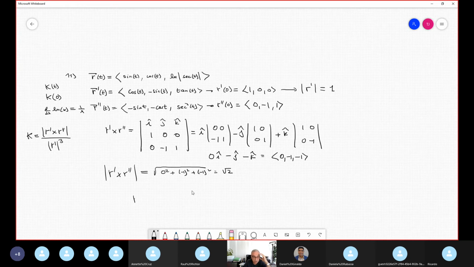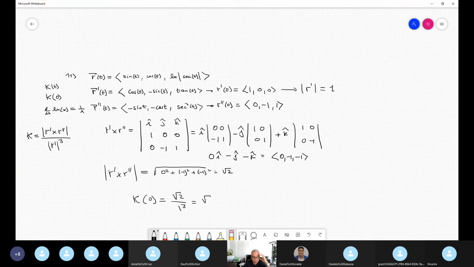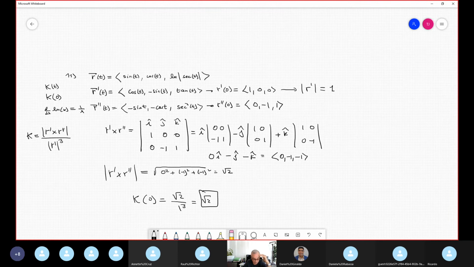So the curvature at t equals 0 is radical 2 over 1 cubed, which is radical 2. End of the story. I finish. In my opinion, this is the easy way. There are many several ways to do that. However, this is the easy way.